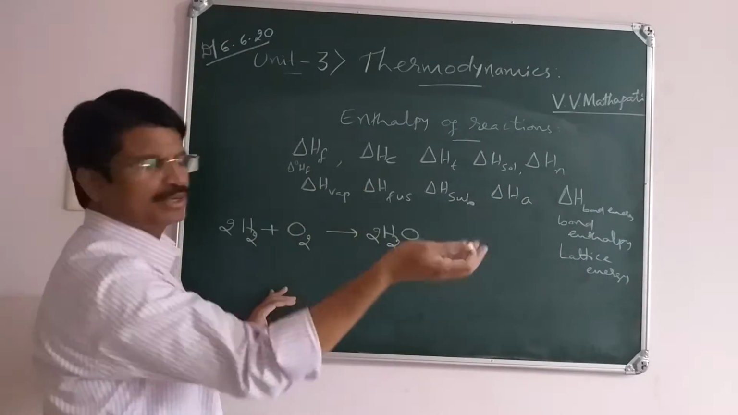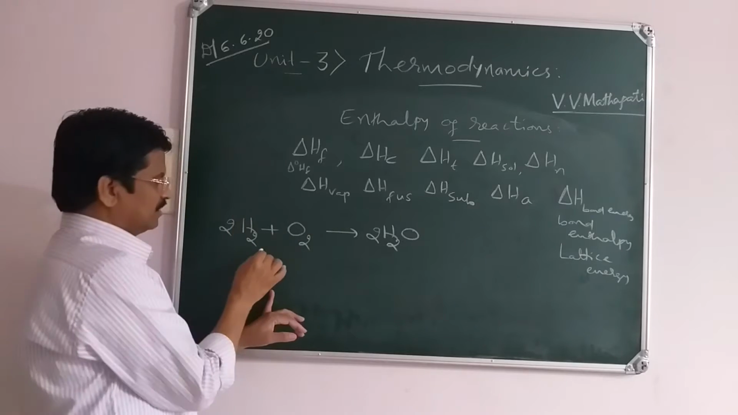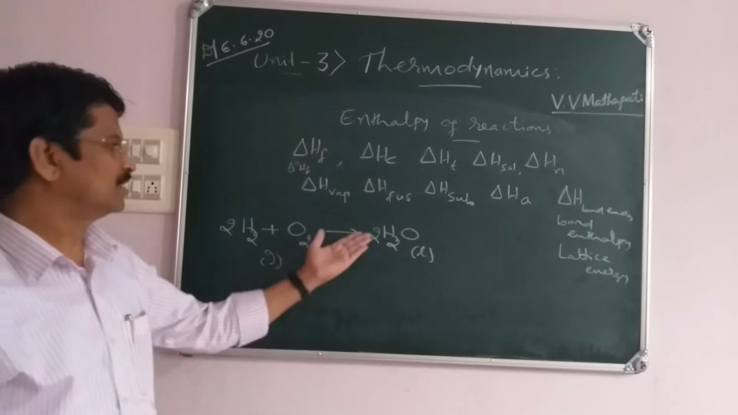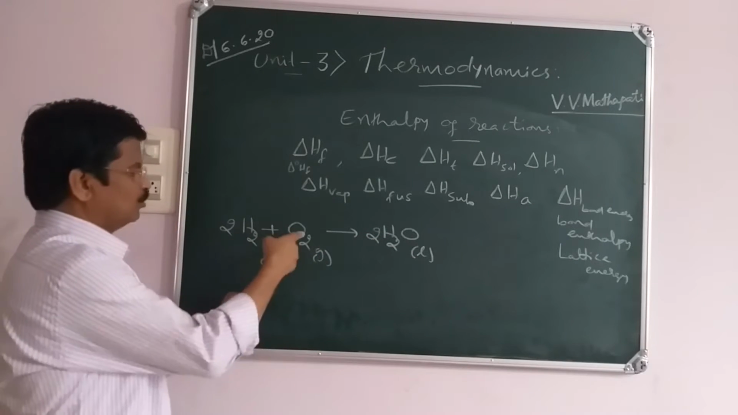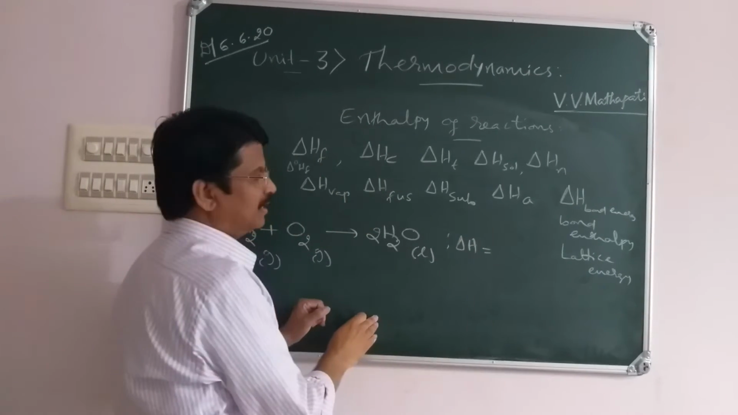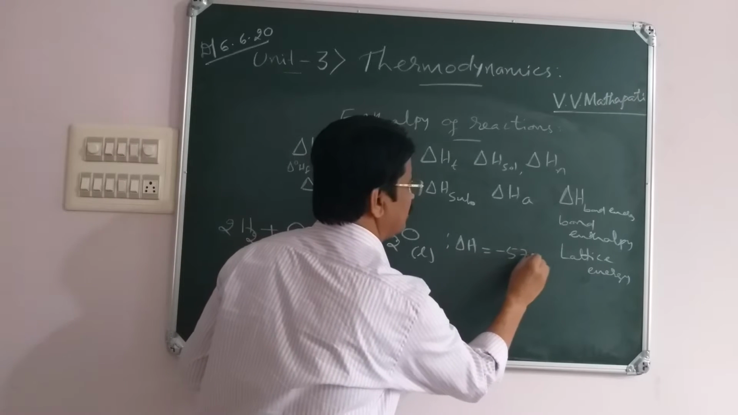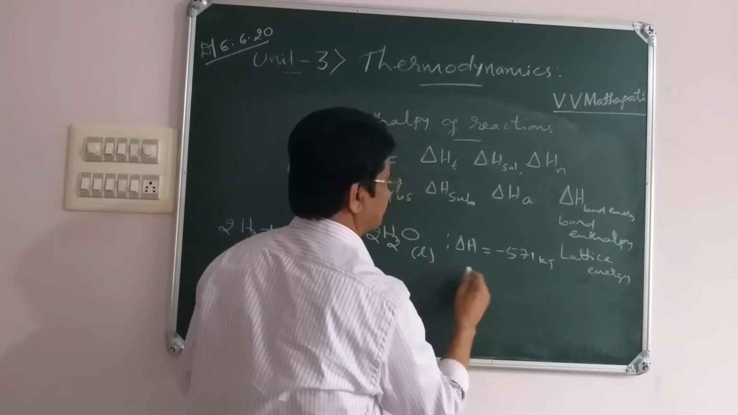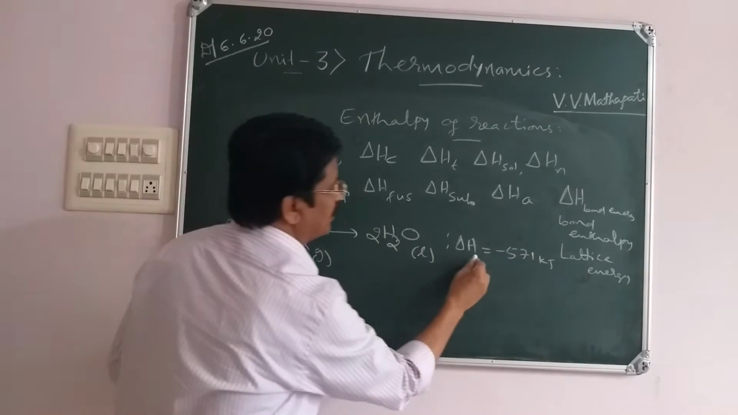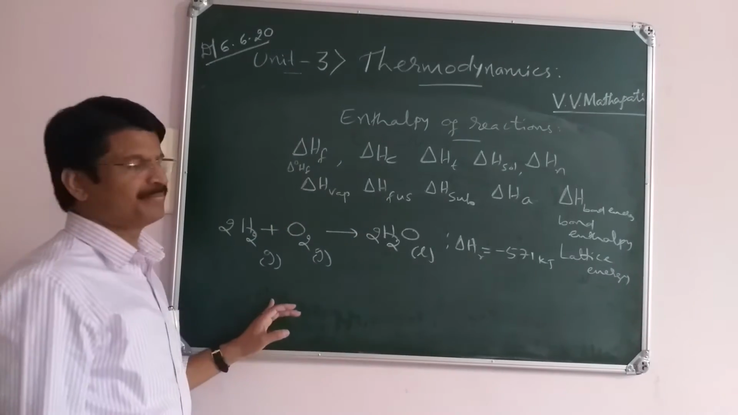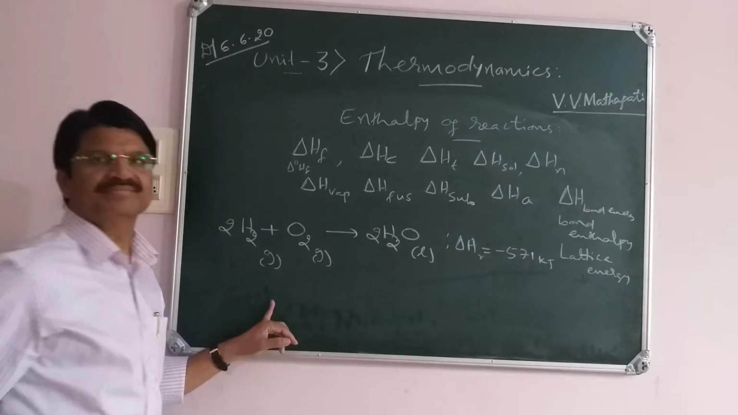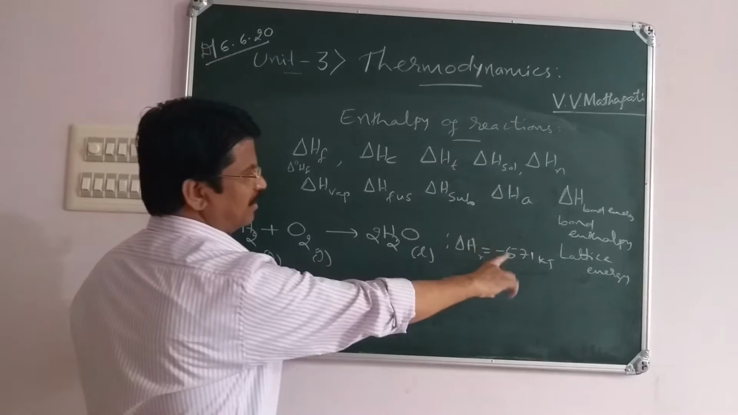Now make it a thermochemical equation by writing the physical states: gas, gas, liquid. The standard state of water is liquid, and the standard states of H2 and O2 are gases. Then the delta H value is minus 571 kilojoules per mole. This is the reaction: delta H of reaction is minus 571 kilojoules. Heat is liberated when 2 moles of water are formed. This is the enthalpy of reaction value.